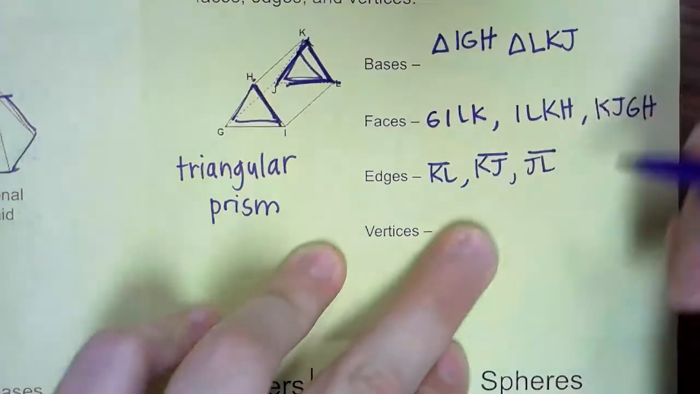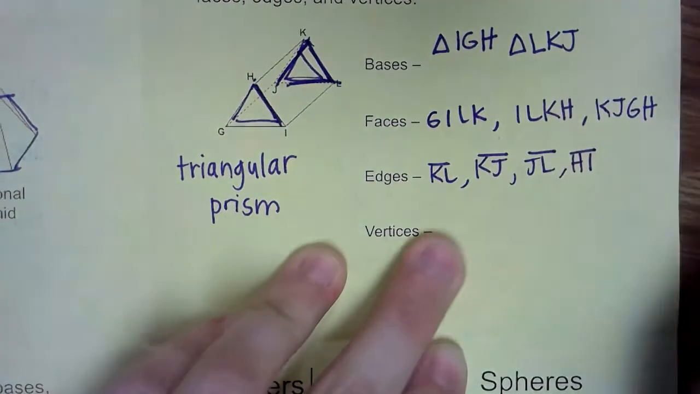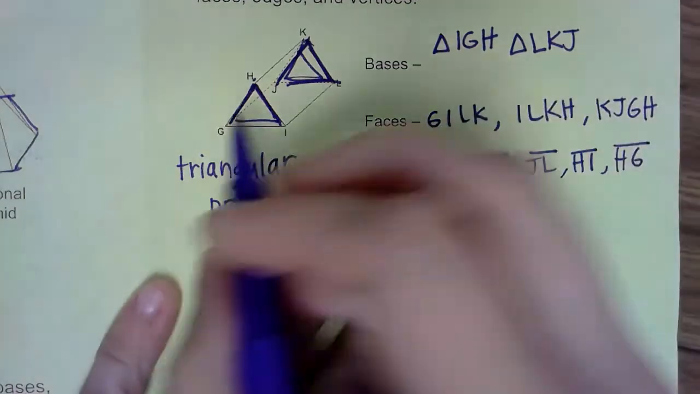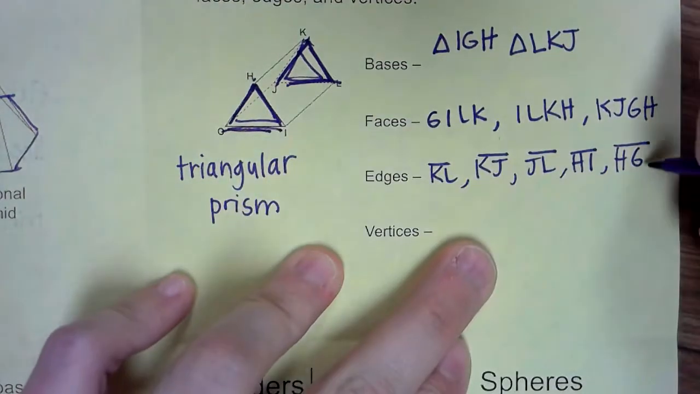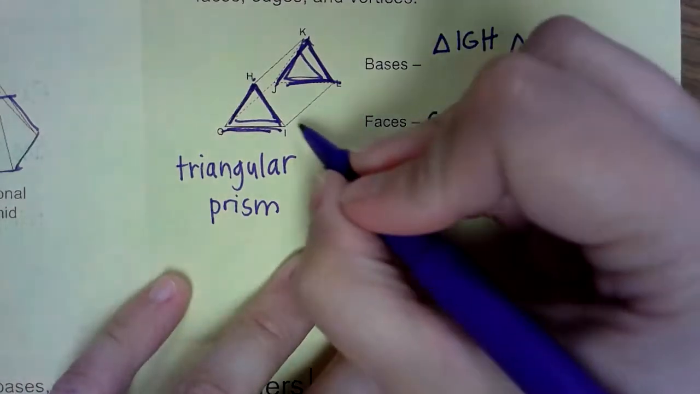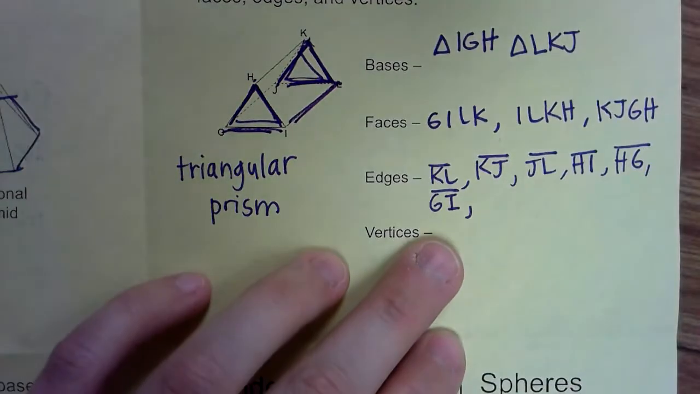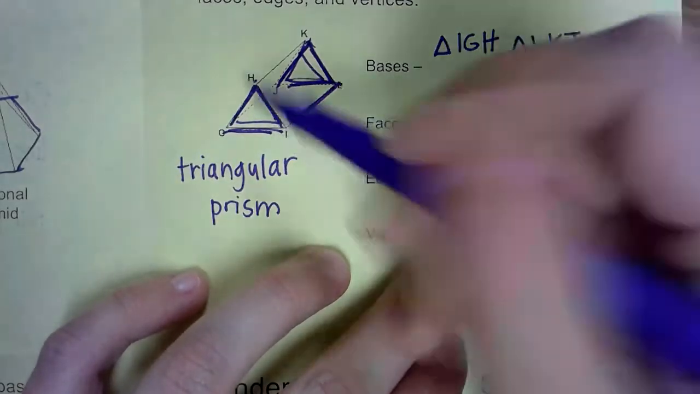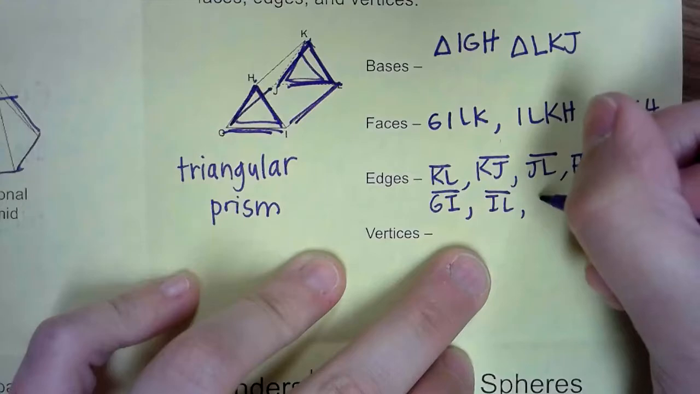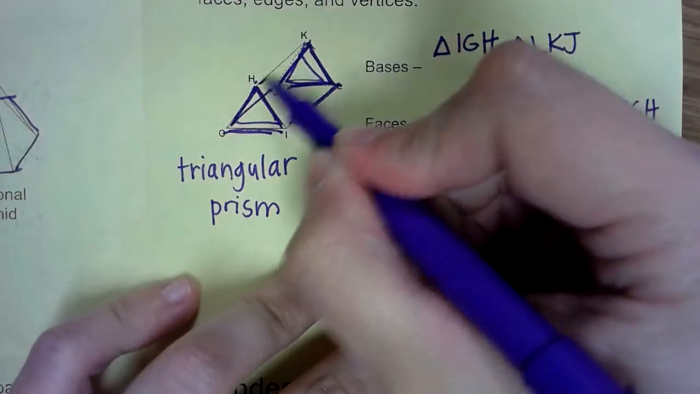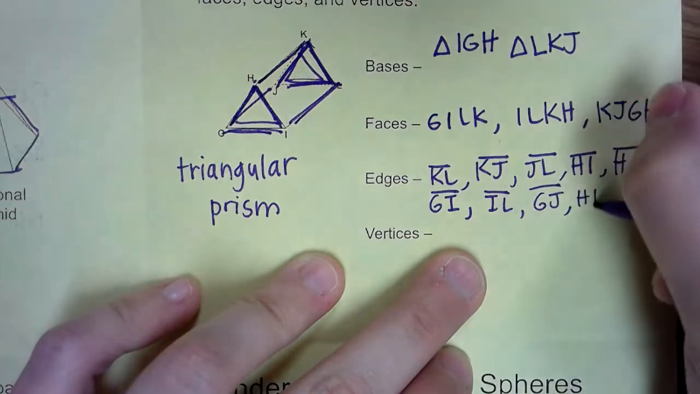We've got HI, HG, GI, then we've got IL, GJ, and HK.